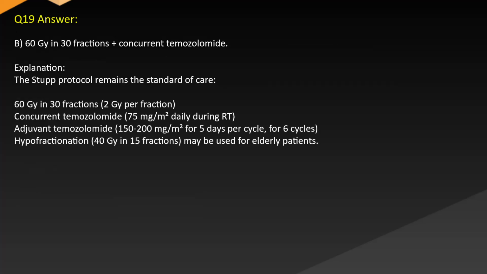Answer: B. 60 Gy in 30 fractions plus concurrent temozolomide. Explanation: the Stupp protocol remains the standard of care. 60 Gy in 30 fractions, 2 Gy per fraction, with concurrent temozolomide 75 mg daily during RT. Adjuvant temozolomide 150-200 mg for 5 days per cycle for 6 cycles. Hypofractionation, 40 Gy in 15 fractions, may be used for elderly patients.